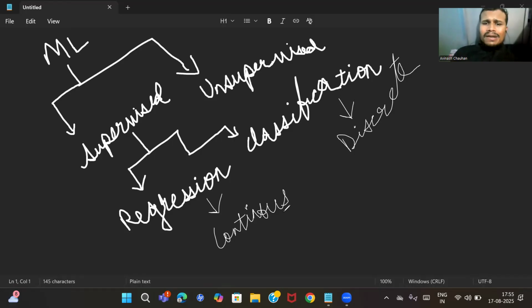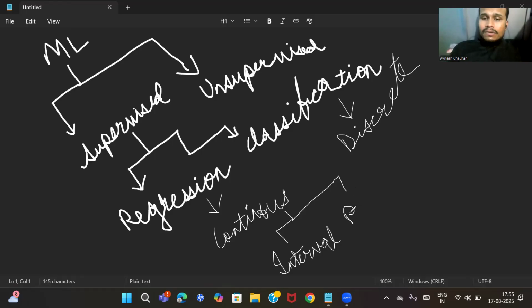And again, how is continuous data classified? There are two types of continuous data. One is called interval data, and the second one is called ratio data.